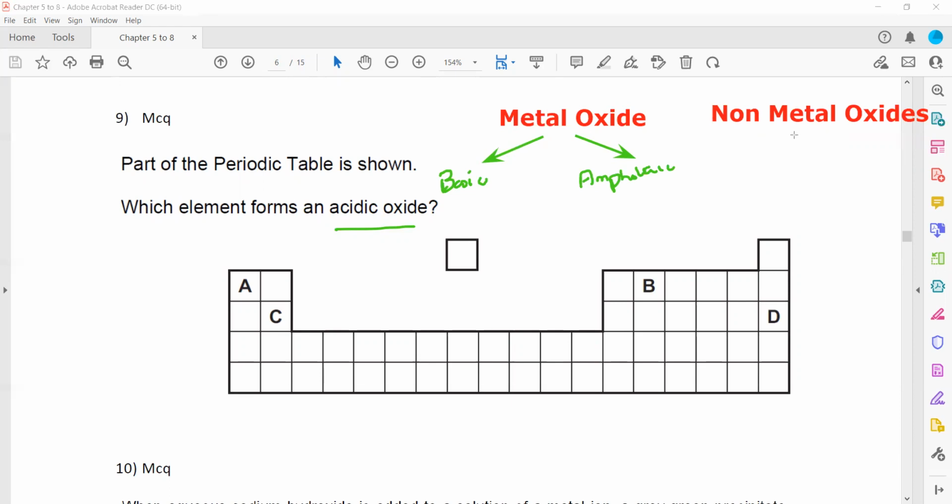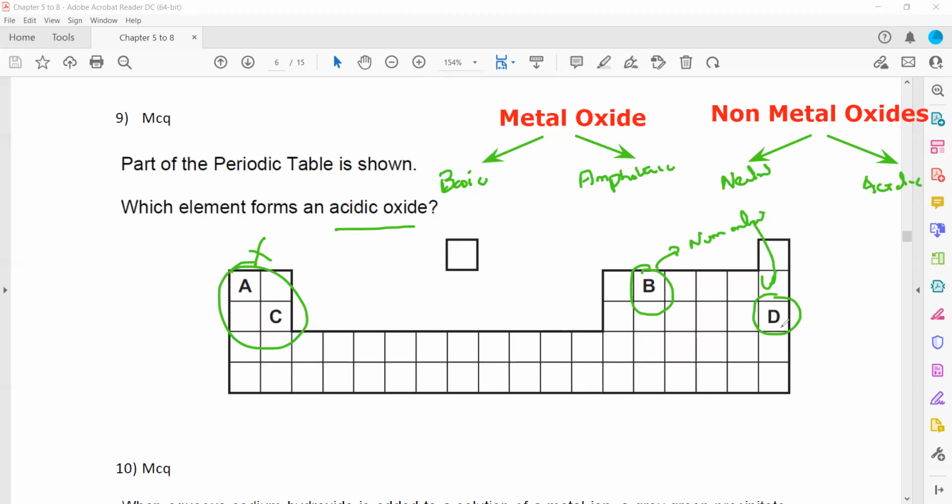And non-metal oxides are acidic oxides or neutral oxide. Neutral oxide cannot react with any of the reagents such as acid or alkali, and acidic oxide can only react with base. So acidic oxide, basically they're asking for non-metal oxide. So A and C cannot be an answer. Why? Because A and C are metals. So we are left with two options, B and D.